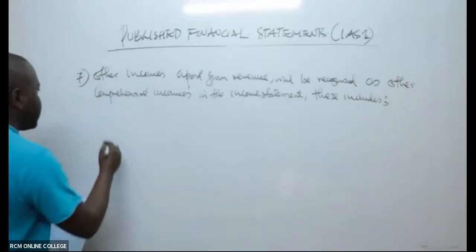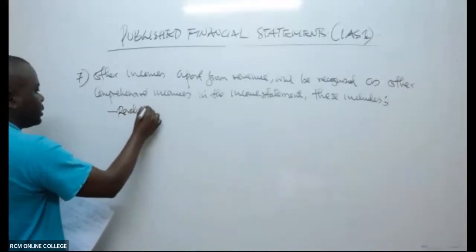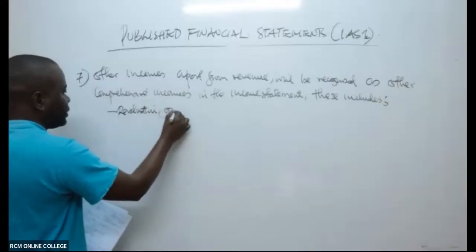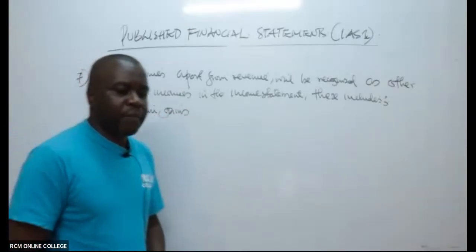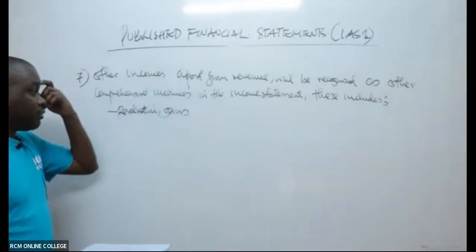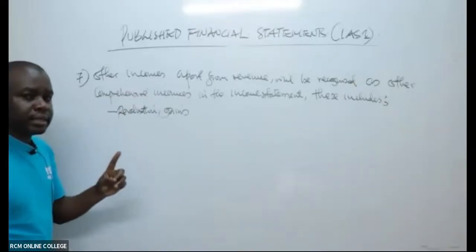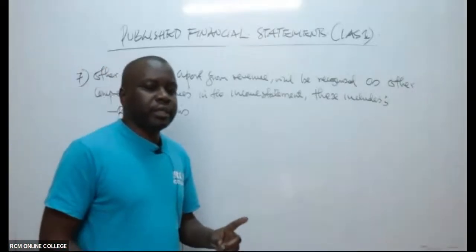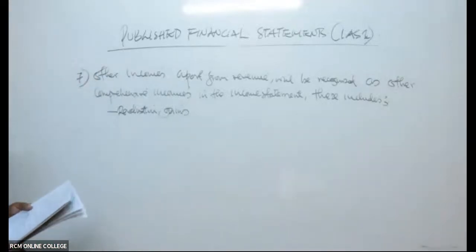So these include, for example, revaluation gains on assets. When you talk about revaluation gains here, you might have ended up having to revalue assets, and therefore there was a gain. For example, land is normally revalued. So there can be a revaluation gain.